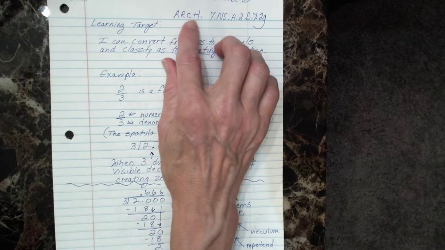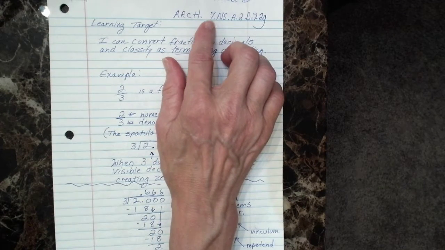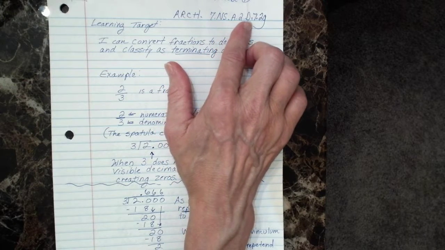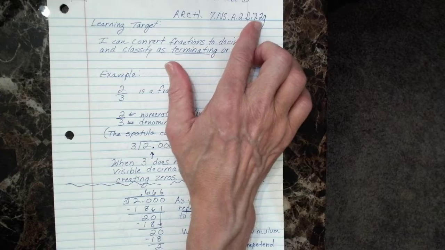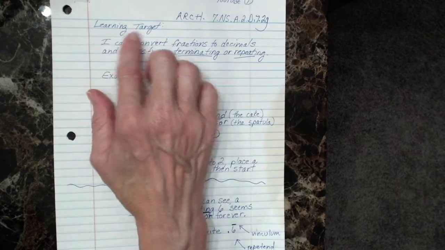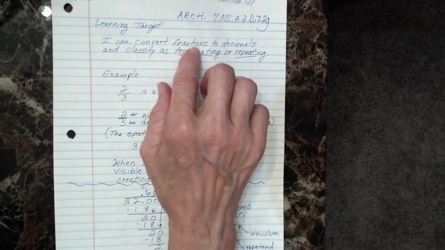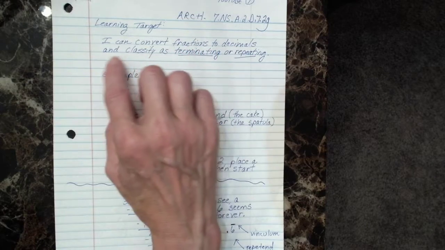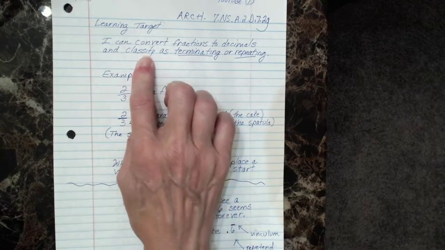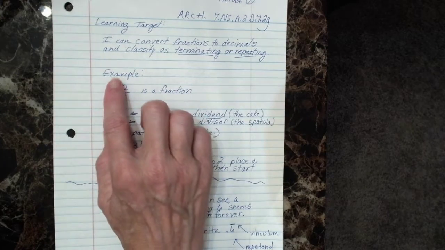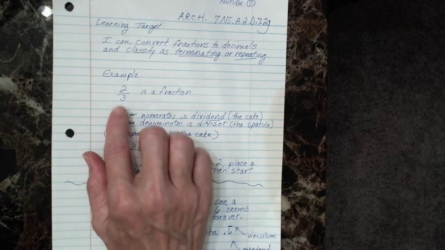The standard here is ARCH.7.NS.A.2.D.7.2g. The learning target is: I can convert fractions to decimals and classify as terminating or repeating. So let's start with an example.